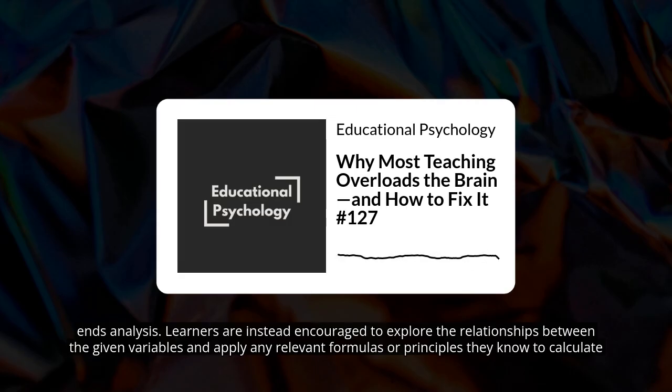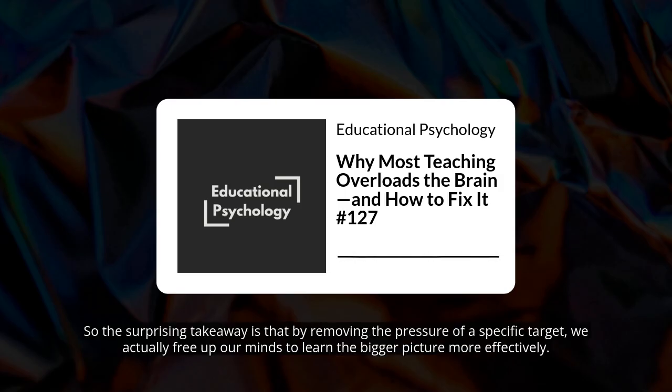Learners are instead encouraged to explore the relationships between the given variables and apply any relevant formulas or principles they know to calculate any related quantities. So, the surprising takeaway is that by removing the pressure of a specific target, we actually free up our minds to learn the bigger picture more effectively.